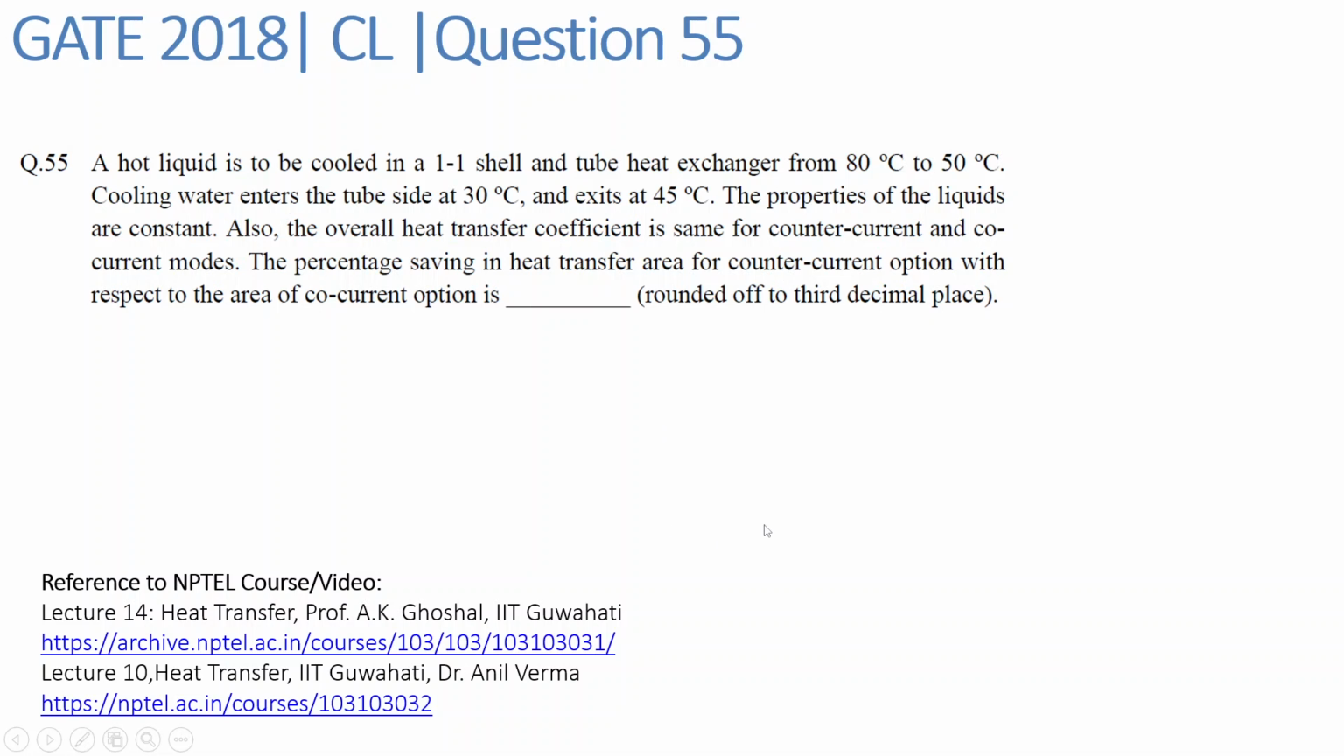So the last question for today's session is question number 55 from the GATE 2018 chemical engineering paper, and this is related to a shell and tube heat exchanger, in which we have to compare the counter current and co-current options. Basically, a heat exchanger can operate in counter current fashion or co-current fashion, and we have been asked to calculate how much difference that makes in the heat transfer area. So let's look at the video solution.